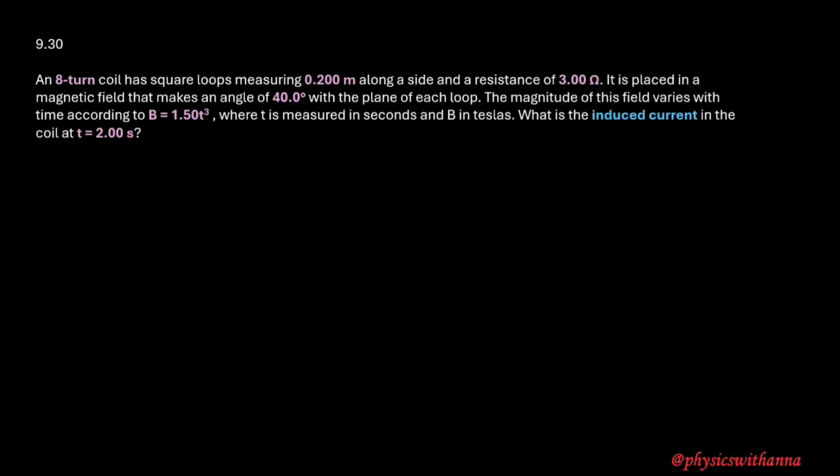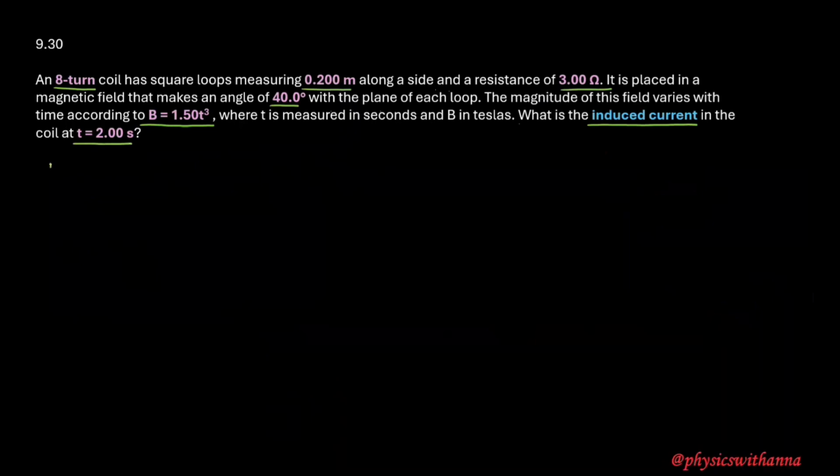Now let's discuss question 9.30. An 8-turn coil has square loops measuring 0.2 meter along a side and a resistance of 3 ohm. It is placed in a magnetic field that makes an angle of 40 degrees with the plane of each loop. The magnitude of this field varies with time according to B equals 1.50 t cubed, where t is measured in seconds and B in teslas. What is the induced current in the coil at t equals 2 seconds?